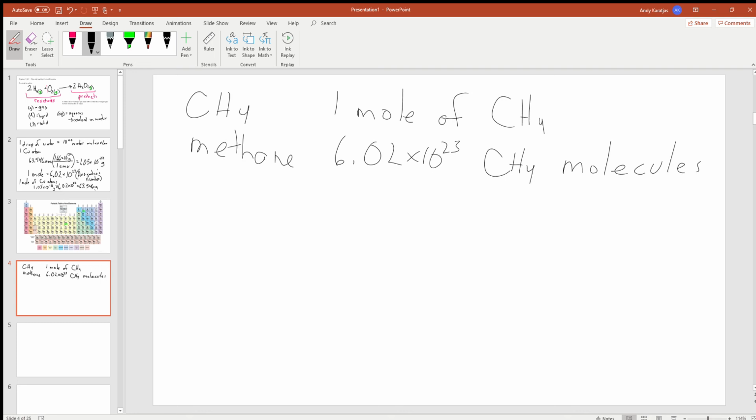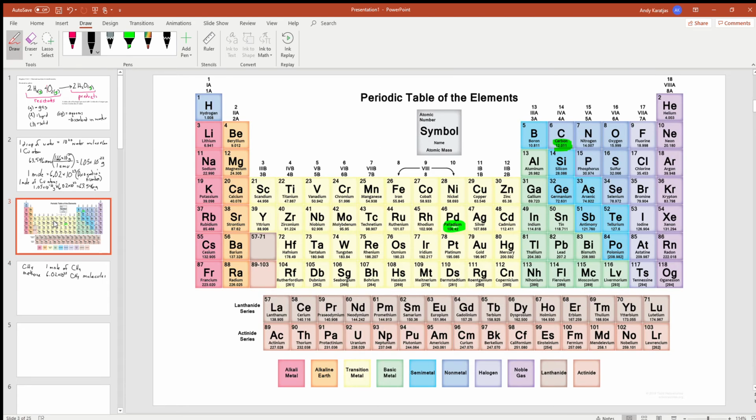So, is it as simple as going back to our periodic table and finding the mass of carbon and the mass of hydrogen and adding those together? The answer is yes. So let's go back to our periodic table. We already have carbon highlighted here. We can see it has a mass of 12 grams for 1 mole. Up here is hydrogen, which has a mass of 1 gram for 1 mole.